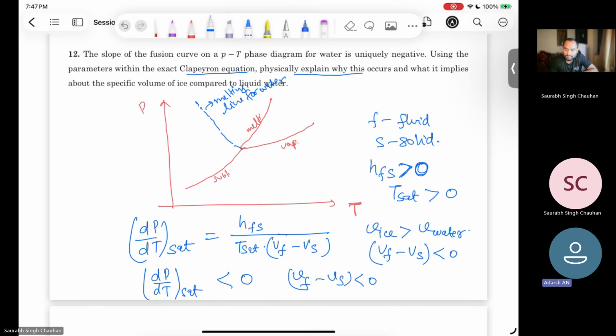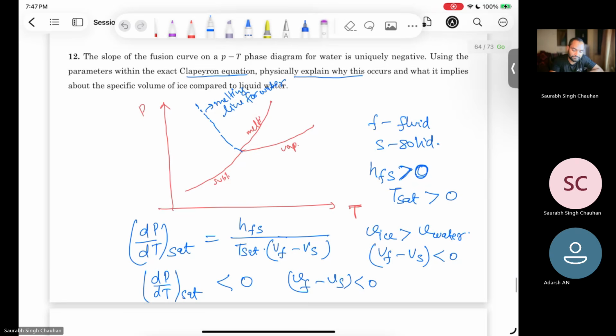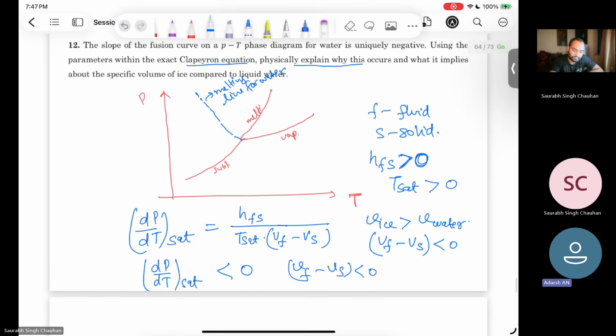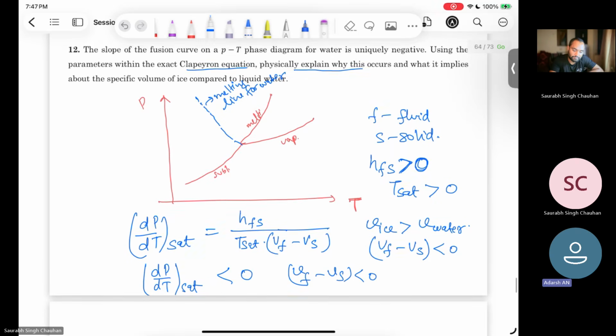Okay, but somewhere I have read that water at 4 degrees centigrade has maximum density also. Okay, it might happen. I'm not sure about that data, so I should check that. Okay. So maybe later you can clarify.